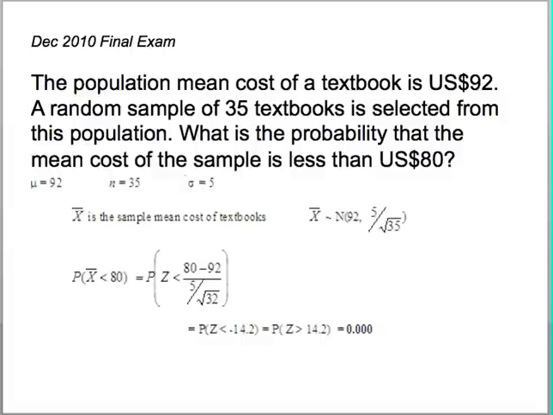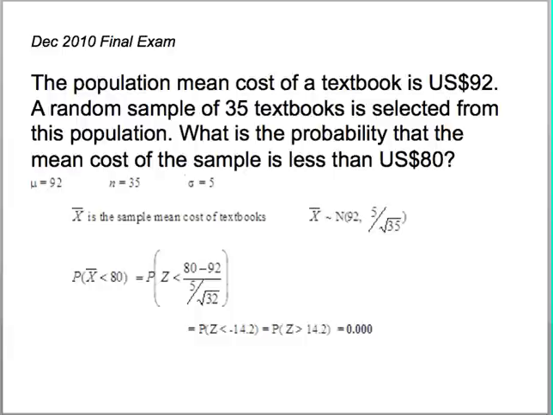Now let's look at this question. It's a final exam question from December 2010. The population mean cost of a textbook is US $92. A random sample of 35 textbooks is selected from this population. What is the probability that the mean cost of the sample is less than US $80? Now this is a sample mean. Notice the variable is a sample mean. So our variable of interest is the sample mean cost of the textbooks.